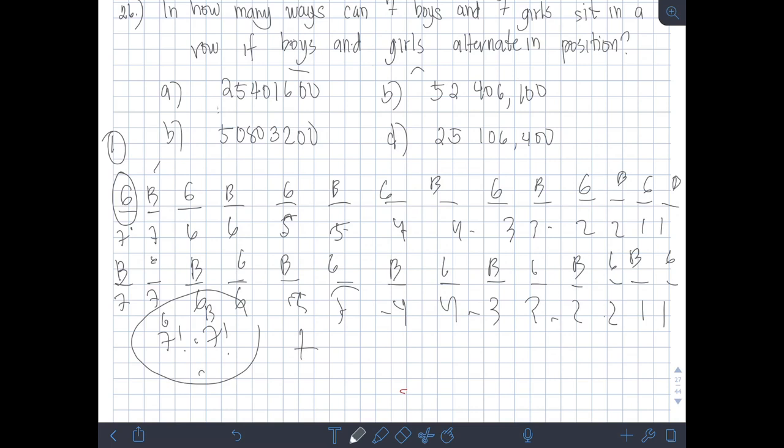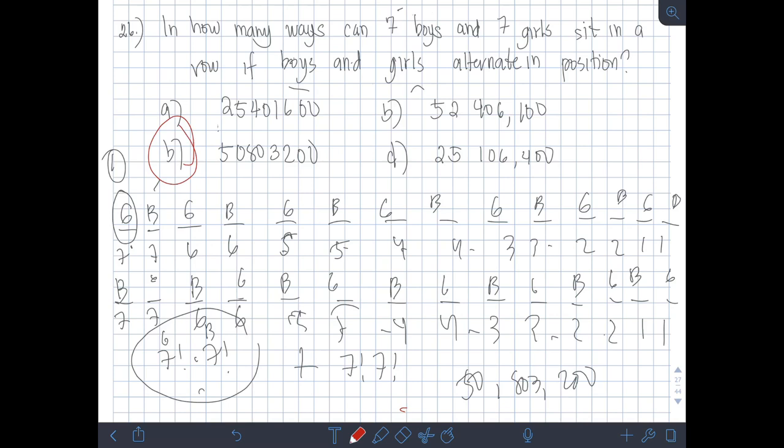Plus, ito yung first, diba? Plus yung para naman sa second case. So, 7 factorial times 7 factorial. Parang times 2 lang nung 7 factorial times 7 factorial. So, parang we have 2 times 7 factorial times 7 factorial. We have 50,803,200. So, therefore, the answer is letter B.